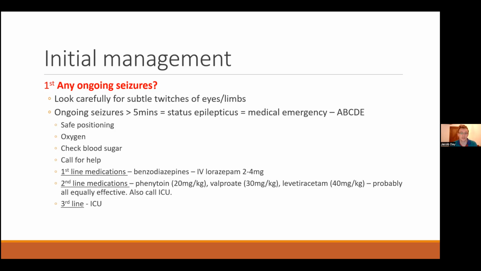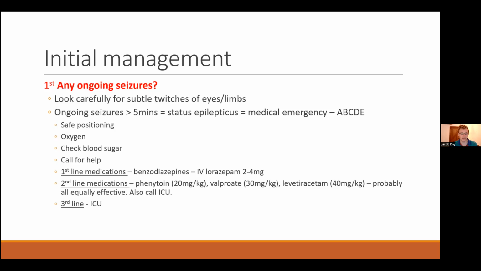Most status, most ongoing seizures will terminate with benzos. But there are a few different second line medications that you'll probably come across, and I'll just mention them briefly. The key thing is they're all pretty much the same. They're all given IV over about 20 to 30 minutes, and they're all broadly equally effective at terminating seizures. Phenytoin is the one that's historically been around the longest, but valproate and, more recently, levetiracetam or Keppra can be used. I'll just make a quick point about the dose of levetiracetam: it is 40 milligrams per kilogram.